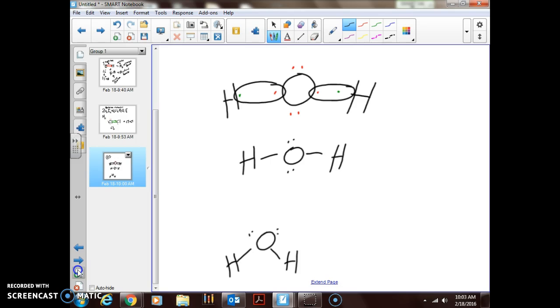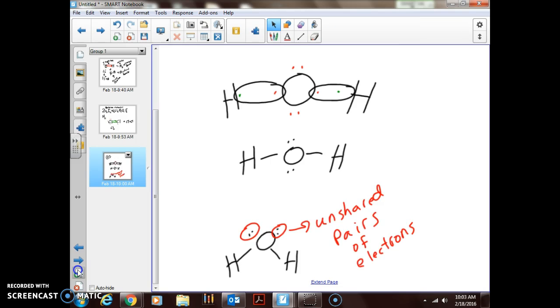And it all has to do with these. These are called unshared pairs of electrons. That's one of your vocab words in this section. Unshared pairs of electrons are the pairs of electrons that are not involved in a bond. When I learned this in college, we called them lone pairs. Some books probably still do use the term lone pair because they're alone. So I may call these unshared pairs lone pairs.